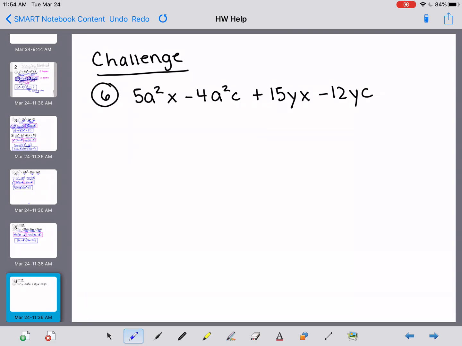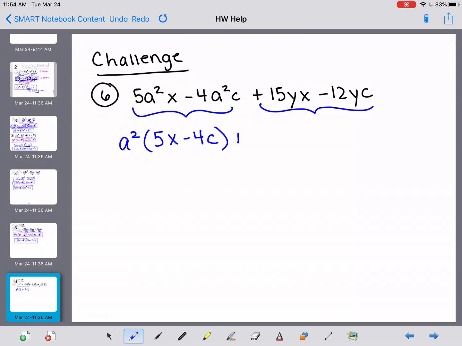And then number 6. This one's a challenge because of the order of the 4 terms. So don't copy anything just yet. You can copy down the problem, but then just watch. If I put these first 2 terms together, my GCF is a squared. And that would leave me with 5x minus 4c. Then when I go to these 2 guys, I have a GCF of 3y. So that would get me 5x minus 4c. You know what? I think I made a mistake.